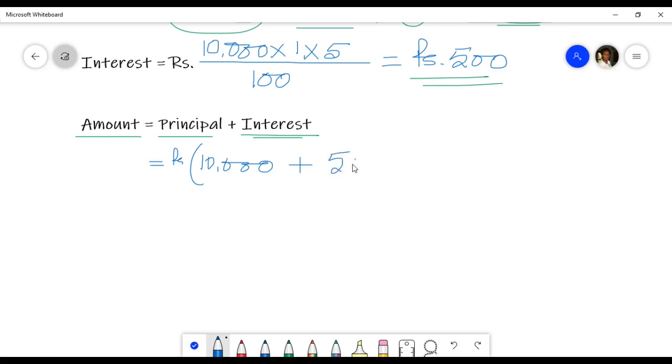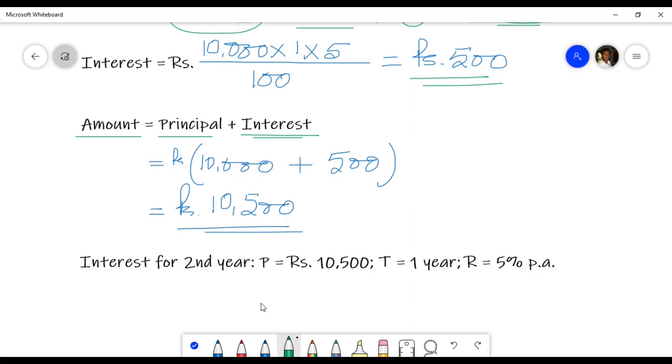And when we add these two, principal plus interest, we will get the amount value. The amount is equal to rupees 10,000 plus 500. That would be 10,500 rupees. So the amount at the end of the first year is rupees 10,500.